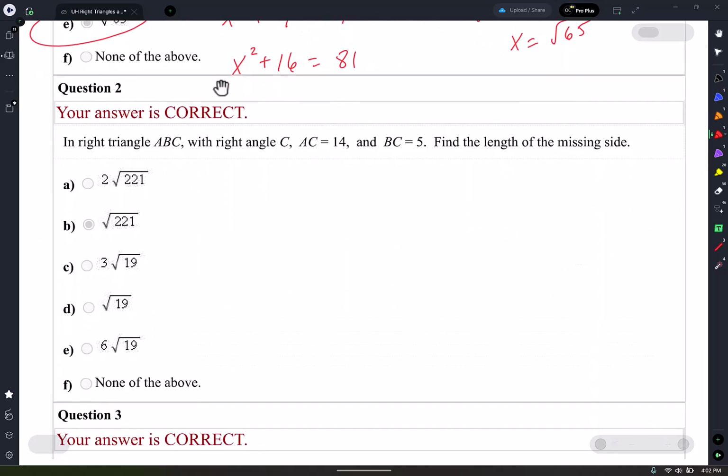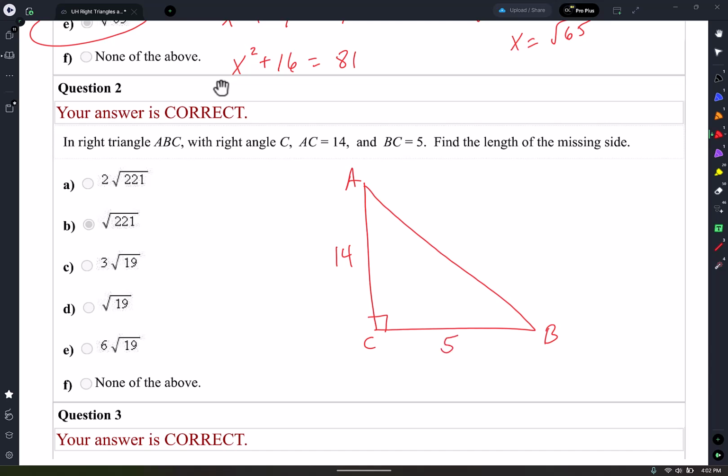In a right triangle ABC with right angle C, so again, we're doing the same thing. Right angle C, not to scale. Put A and put B. AC is 14, so this is 14. BC is 5, so this is 5. Find the length of the missing side. So I want my hypotenuse. All right, here we go.